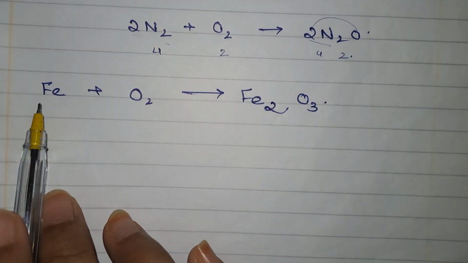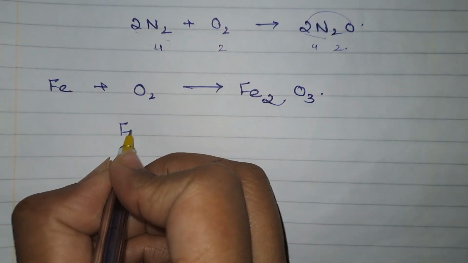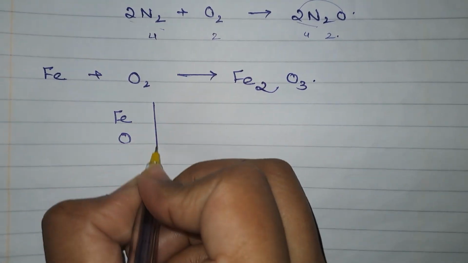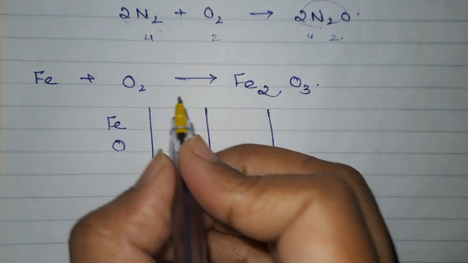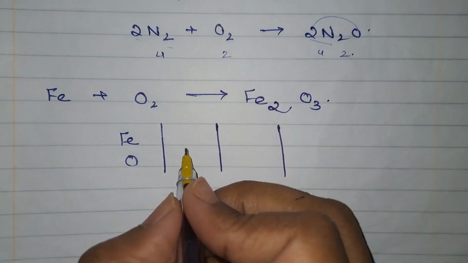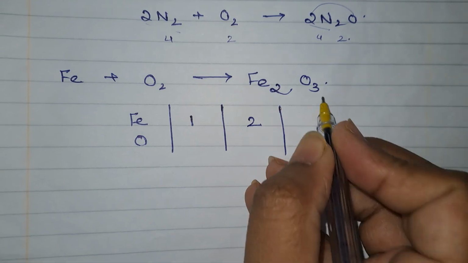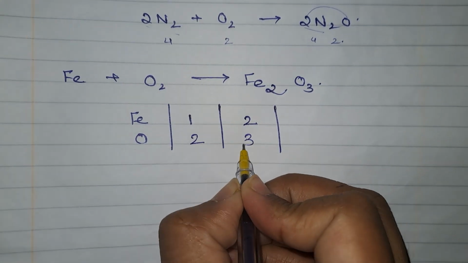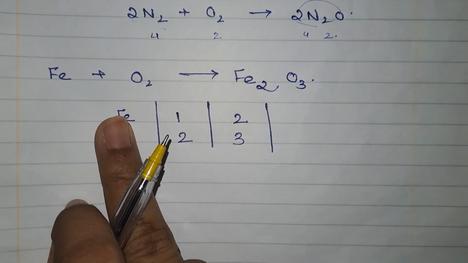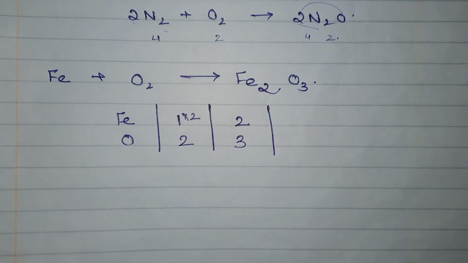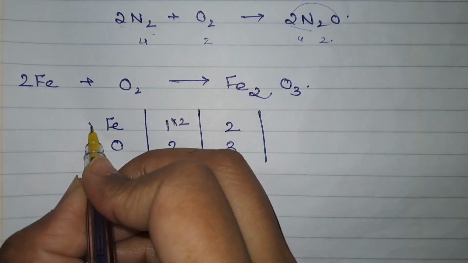Now I need to balance this equation again. So Fe and oxygen are the two chemicals that I have on each side. This is my LHS and my RHS. LHS is 1 and here it is 2, and here it is 2 and here it is 3. So starting to balance my ferrous, I have to multiply it with 2. So I put a 2 in front of it. My ferrous is balanced now.